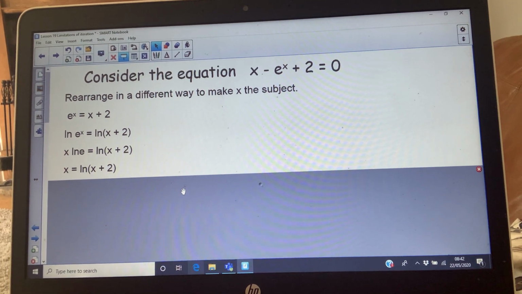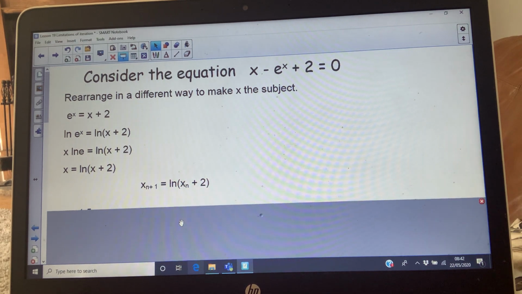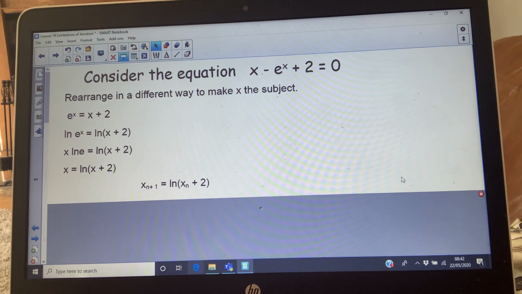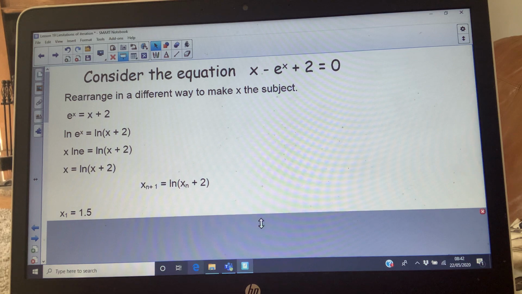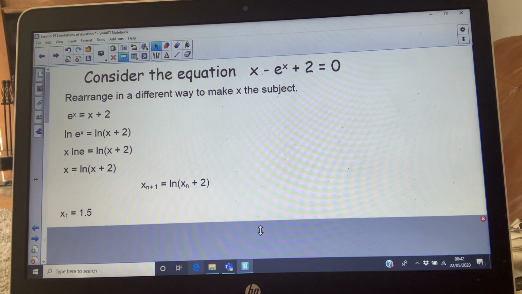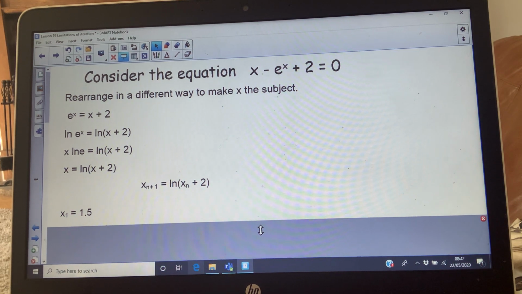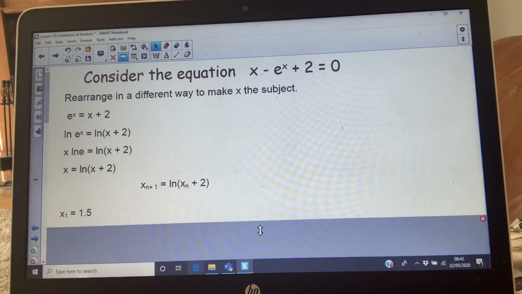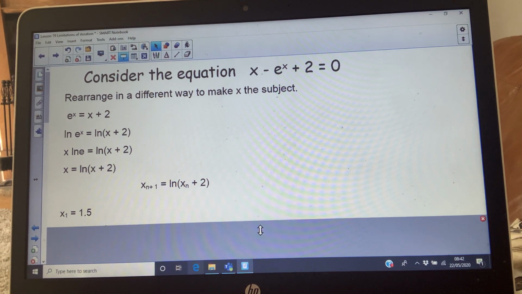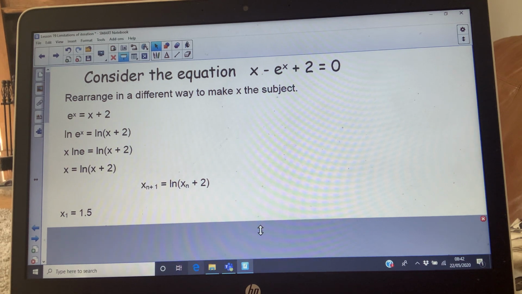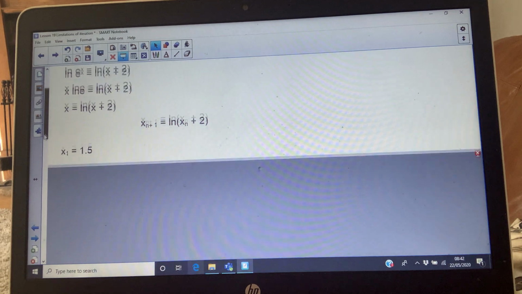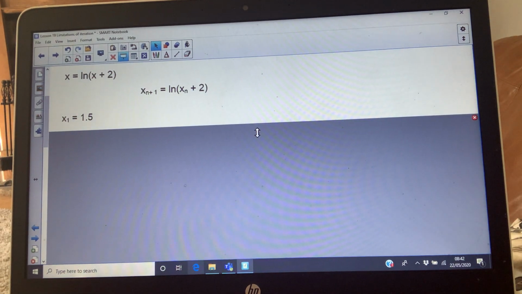I'm going to sketch the graphs, because that can always help me. And also I'm going to set that up as an iteration formula. So again, I'm going to start with the same value that I started with in the previous rearrangement, which got me nowhere. It moved completely away from my root. It diverged. So let's see if I have any better luck with this one.